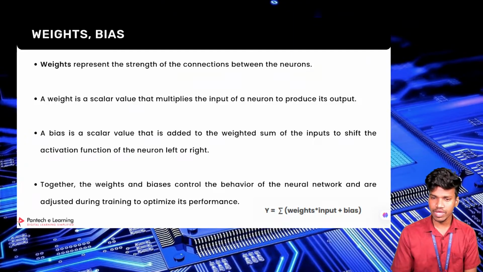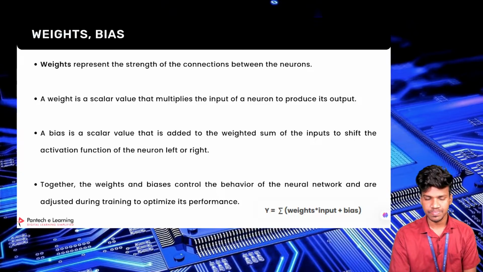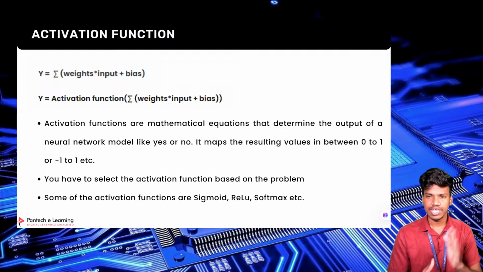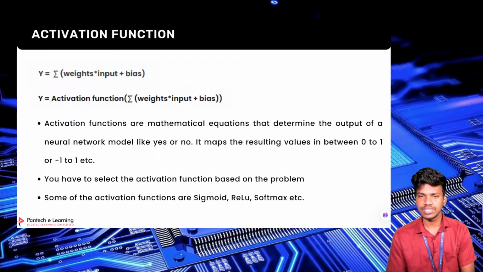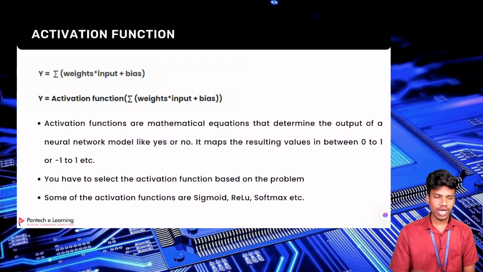So based on the loss value, the weight value and the input value, we have to sum these things. Then only we get one proper output to predict. The activation function applies mathematical equations to determine the output of a neural network model, like yes or no. Just now I said the activation function helps to predict the value, binary or multi-class. Based on the class it is predicted, yes or no, or 0 or 1, like that. So you have to select the activation function based on the problem.